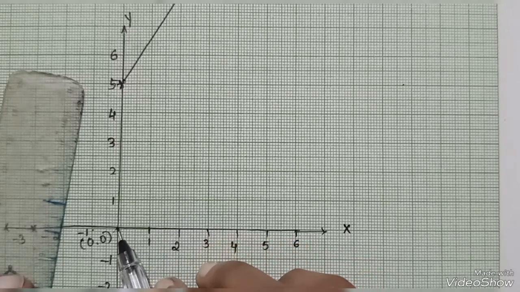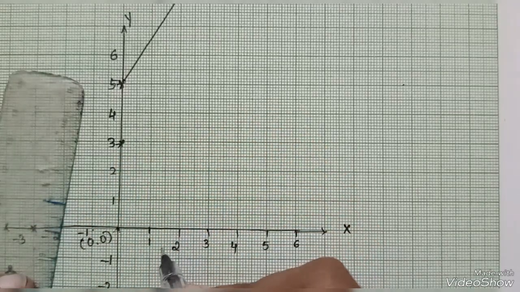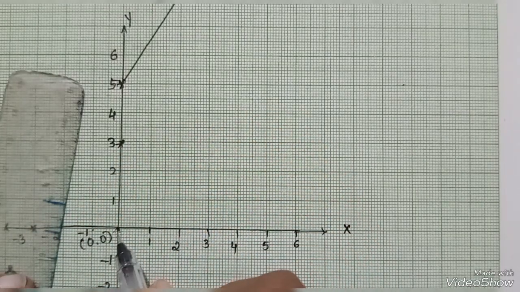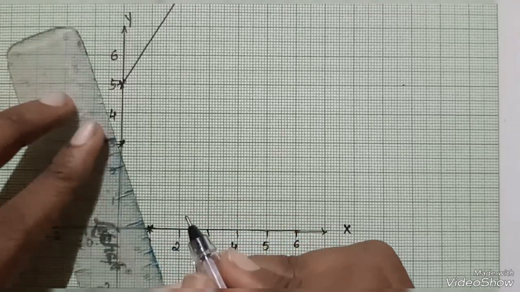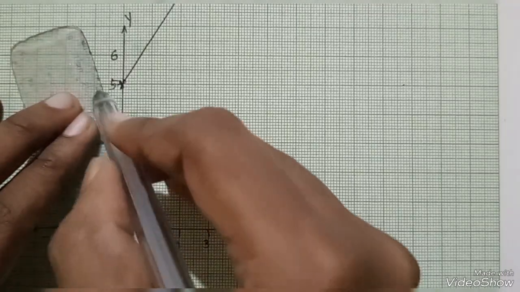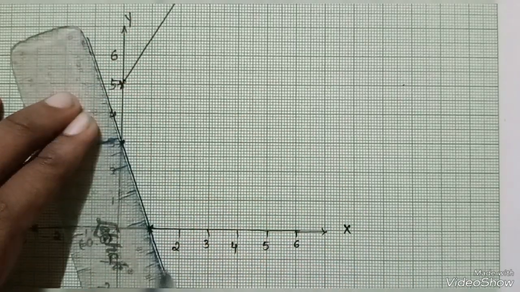Here when x is 0, then y becomes 3. Here there is a point. Again y is equal to 0, x is 1. Here there is a point, so we have to draw here. I have to draw here now.